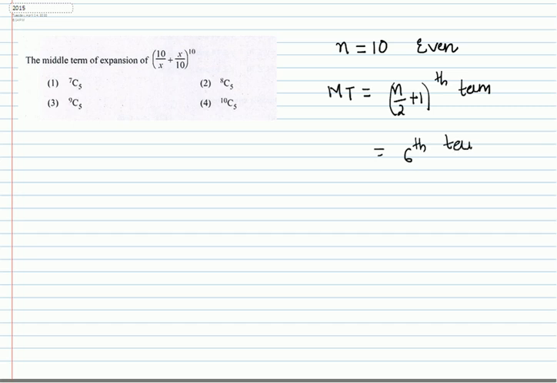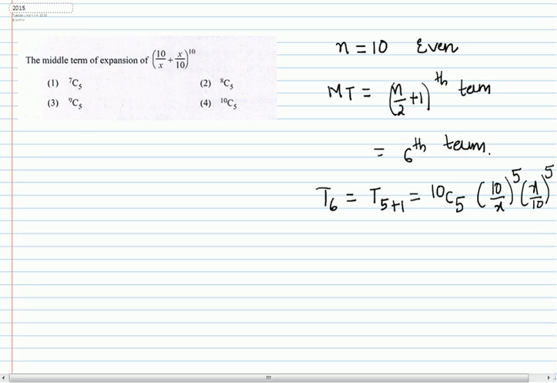Therefore t6 is equal to t(5+1), which is equal to 10C5 into (10/x)^5 into (x/10)^5. Hence these two terms get cancelled, and what remains is only 10C5. Clear? Let's go for the next question.